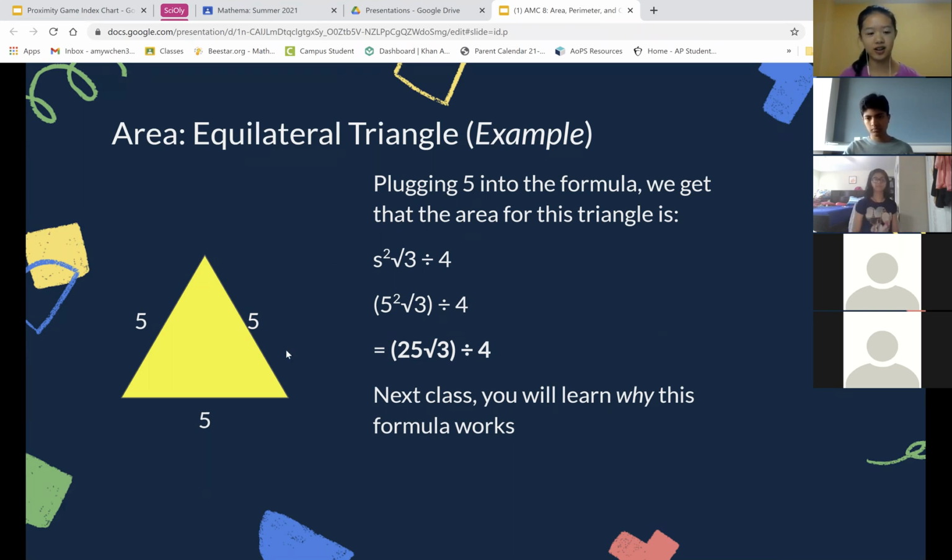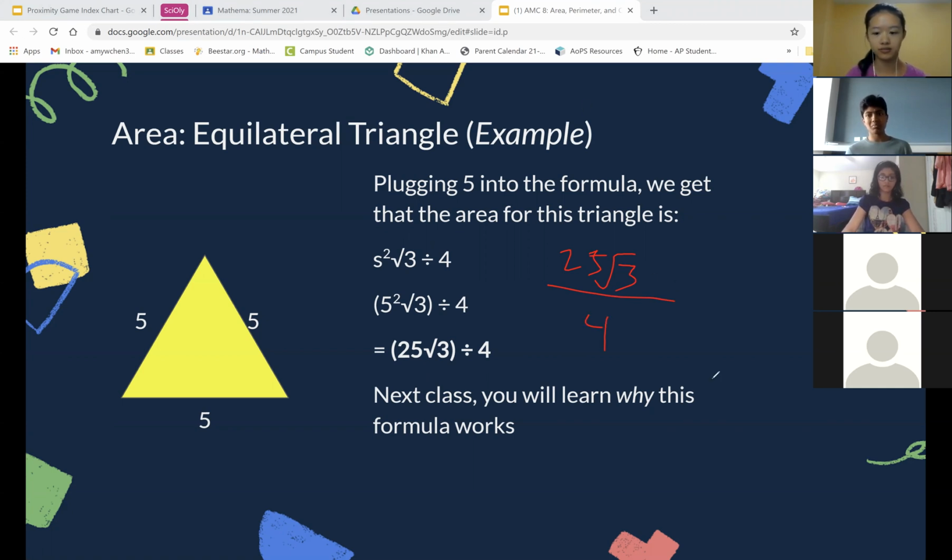For this one, the side length of the equilateral triangle is 5, and we know our formula is side length squared times square root of 3 over 4. So again, we just plug it in: 5 squared times square root of 3 divided by 4. That's just 25 square root of 3 over 4. And we don't do anything with it after that because we can't really simplify it. We don't want to write it as a decimal.